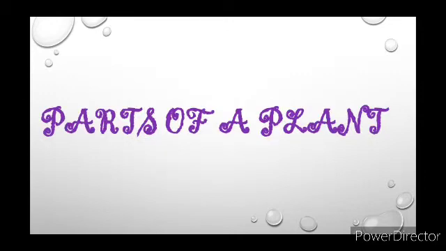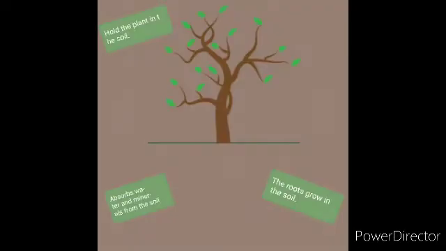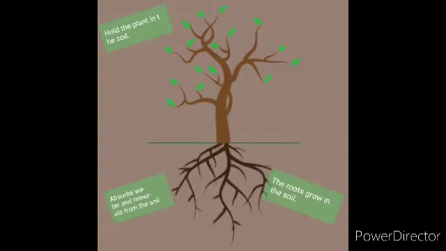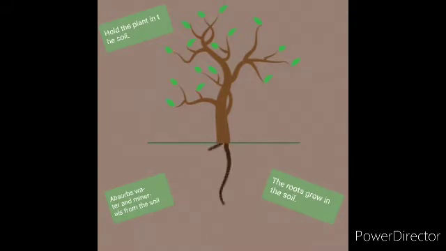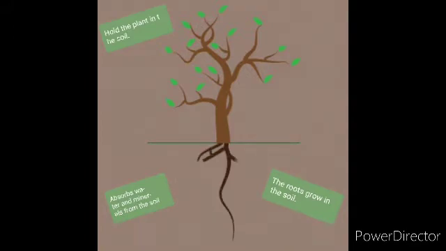Now let's look at the parts of a plant. A plant has the leaf, the fruit, the stem, the flower, and the root. Firstly, we're going to discuss the root. Now take a very close look at the image that you're seeing. You see that what the root does is that it helps to hold the plant in the soil, and also it helps the plant to absorb water and minerals from the soil.